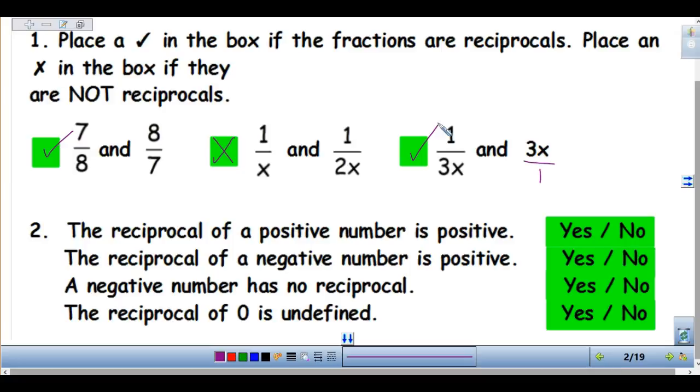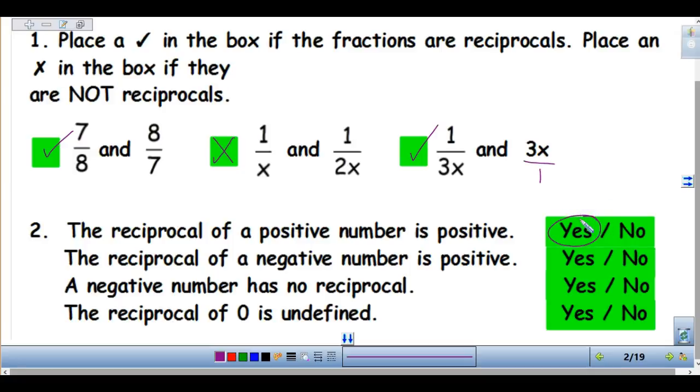Page 10 is where we're at. Then these statements, we just want to know yes or no. A reciprocal of a positive number is positive. Yeah, we don't switch the sign. So look here, we had a positive 7/8, didn't it stay positive? Yep, so that's going to be yes.